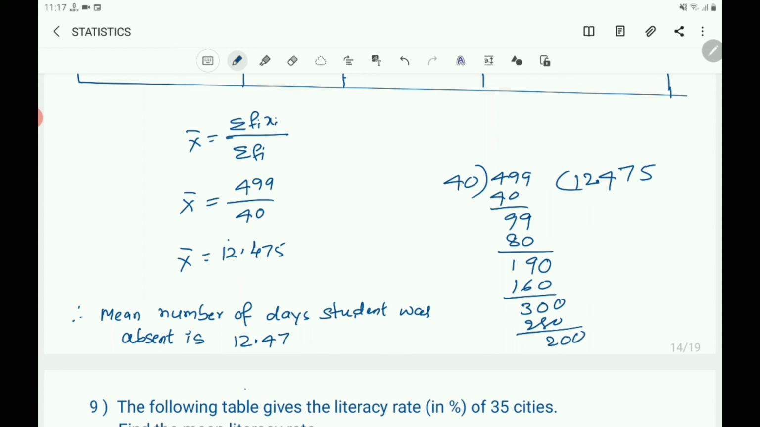12.47, or you can write 12.475. 12.475. 47 is enough.